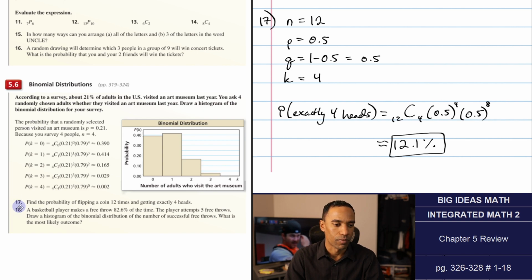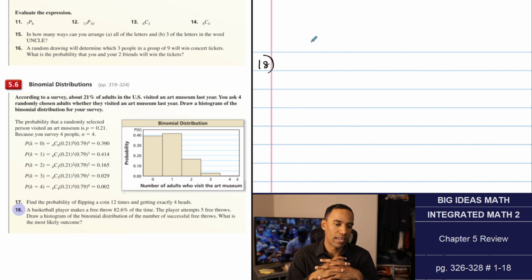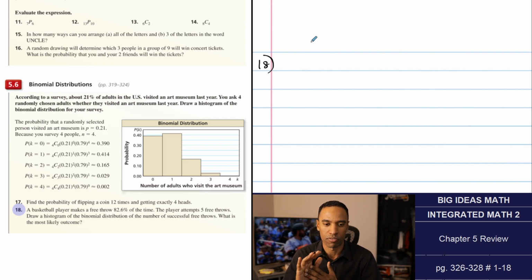Number 18. Last question. You know what? I brought this up on the other thing saying I bet you they'd have basketball questions. Here is one. A basketball player makes a free throw 82.6% of the time. The player attempts 5 free throws. Draw a histogram of the binomial distribution of the number of successful free throws. What is the most likely outcome?